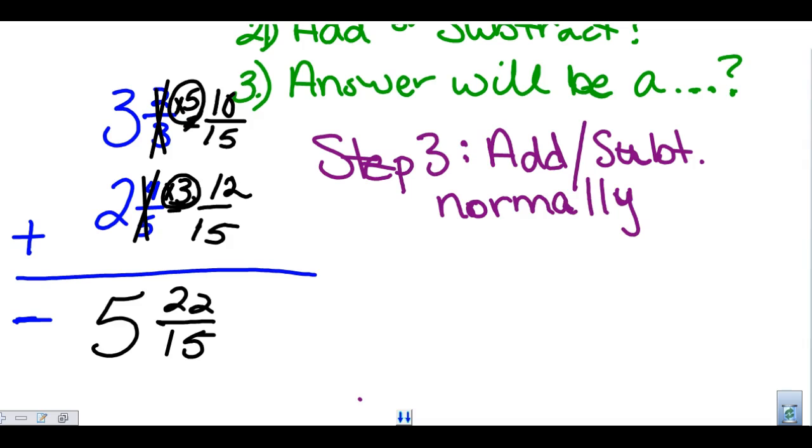However, that answer is improper as 22 is greater than 15. So you can think of this as a pie that's overfilling. So we need to figure out exactly how much leftover we have.